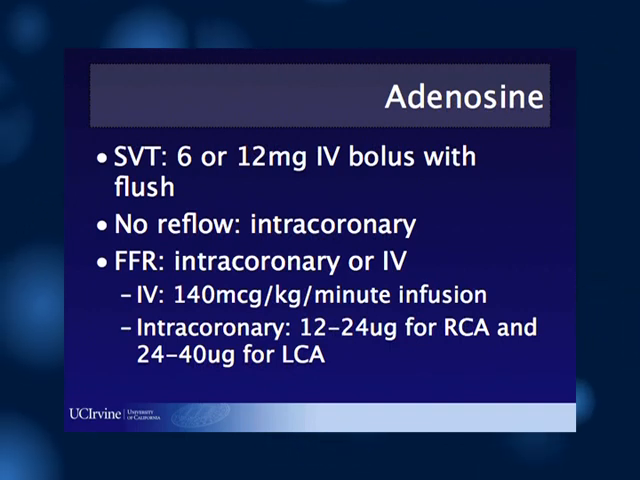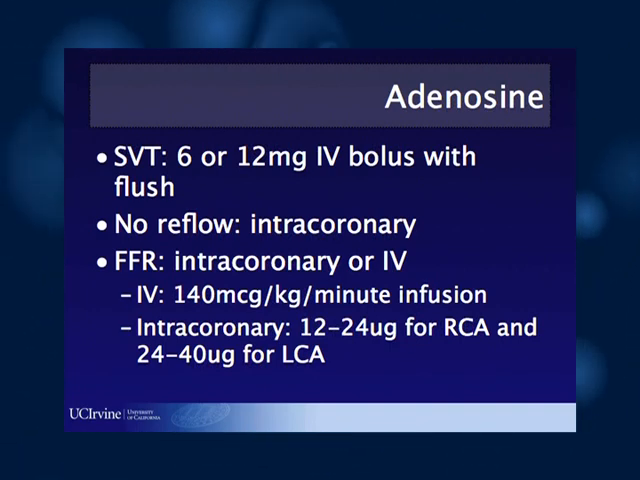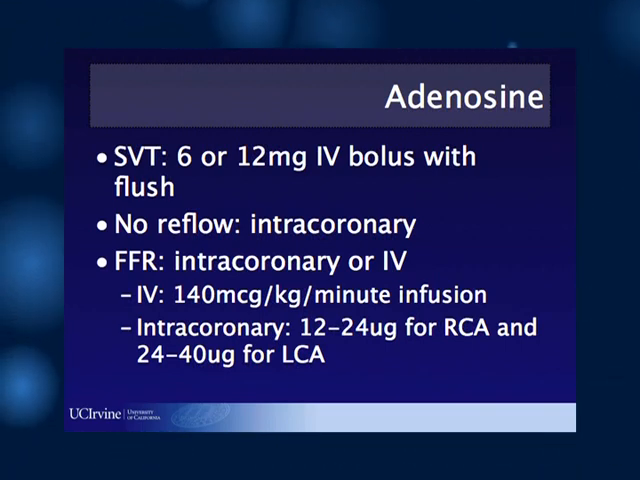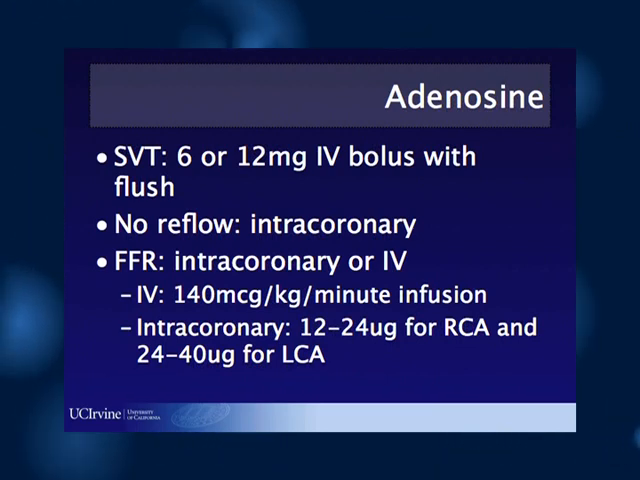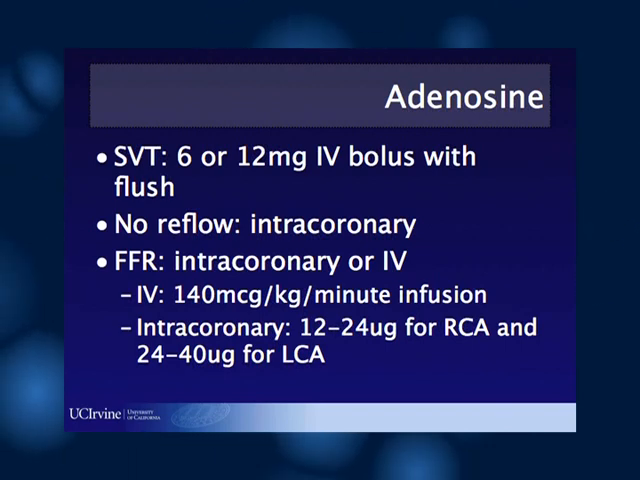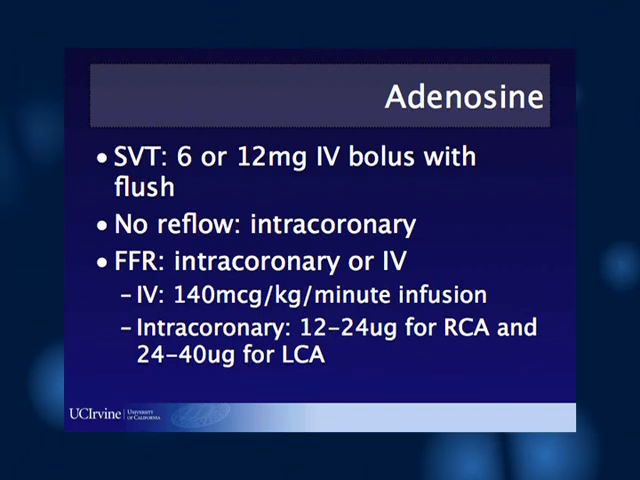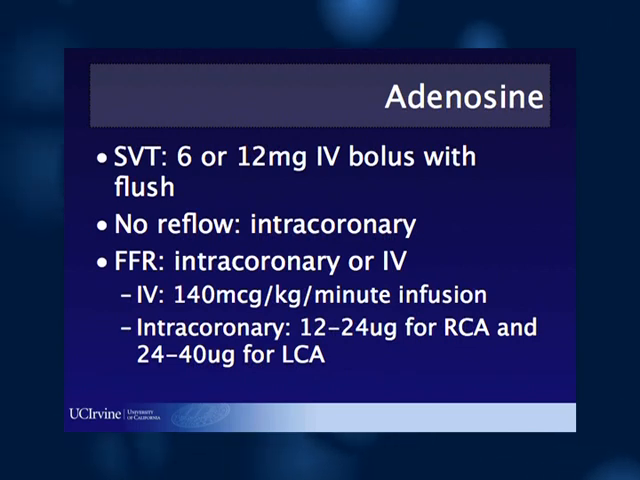For the treatment of supraventricular tachyarrhythmia, a 6 to 12 milligram IV bolus with flush is used to break rapid supraventricular tachycardia. For the treatment of no reflow, intracoronary adenosine has been used in doses ranging from 50 to 200 microgram boluses. For the determination of fractional flow reserve, intracoronary or intravenous adenosine is required. Intravenous dosage for hyperemia in the calculation of FFR is 140 microgram per kilogram per minute infusion, usually for about 4 minutes. Peak measurements are obtained at the 2-minute interval.